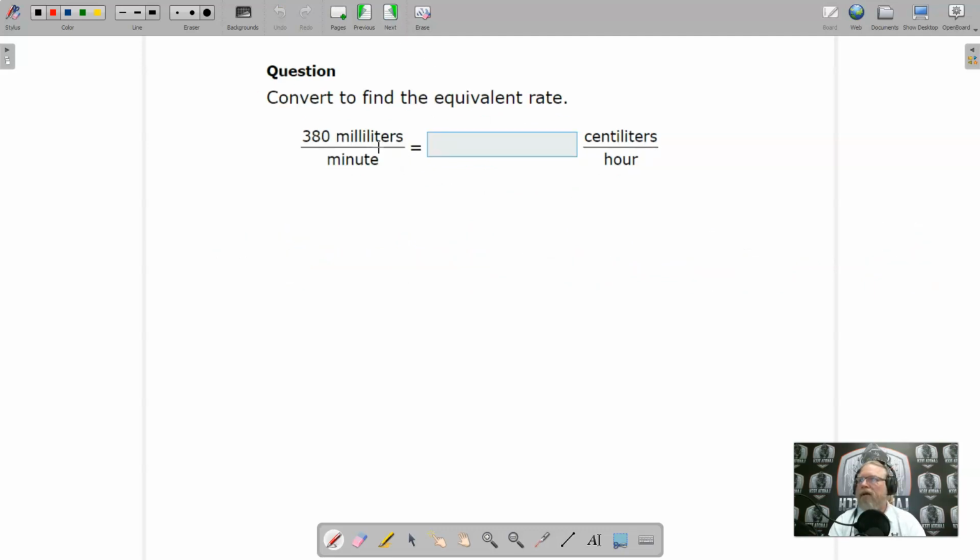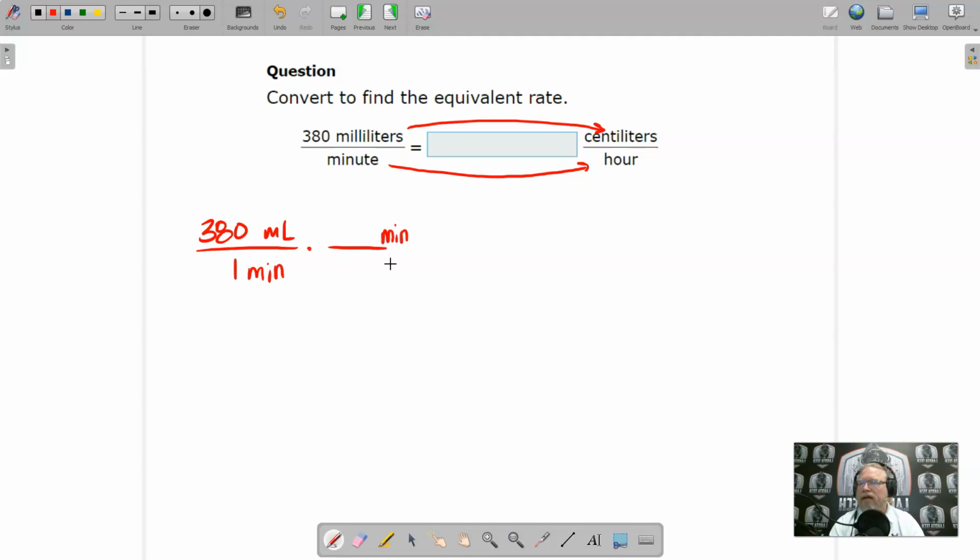On the next one, finally, we're changing both the milliliters to centiliters and minutes to hours. So we're going to need a few conversion factors here. Let's start off with our 380 milliliters in 1 minute. I'm going to do MIN for minutes so I don't confuse it with the milliliters. Now let's do the time conversion first. Let's do minutes, again, so they'll cancel, and minutes to hours. In 1 hour there are 60 minutes.